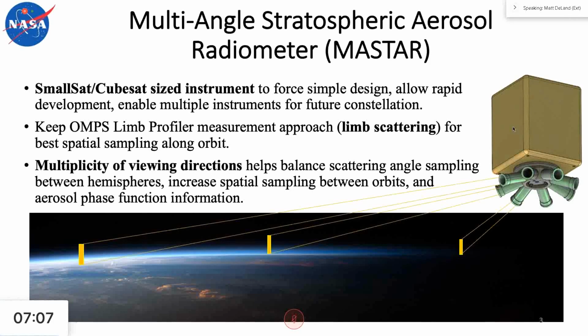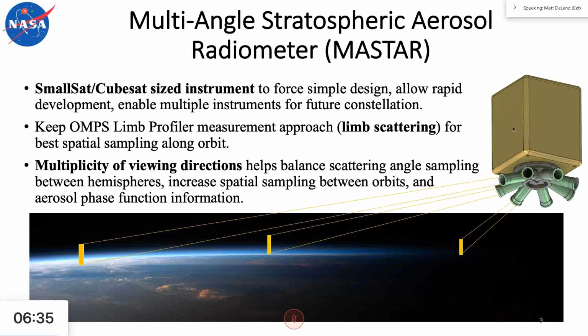So our design is called the Multi-Angle Stratospheric Aerosol Radiometer, or MASTAR. The diagram you see on the right is an example of what we would eventually fly in a satellite. I'll show you where we are at this point. Designed to be a CubeSat-sized instrument, we created the original design with 3U CubeSat form factor. We used the OMPS limb measurement technique where you're looking at the atmosphere scattered off the limb. Then we've done a few things to enhance and also simplify on that.